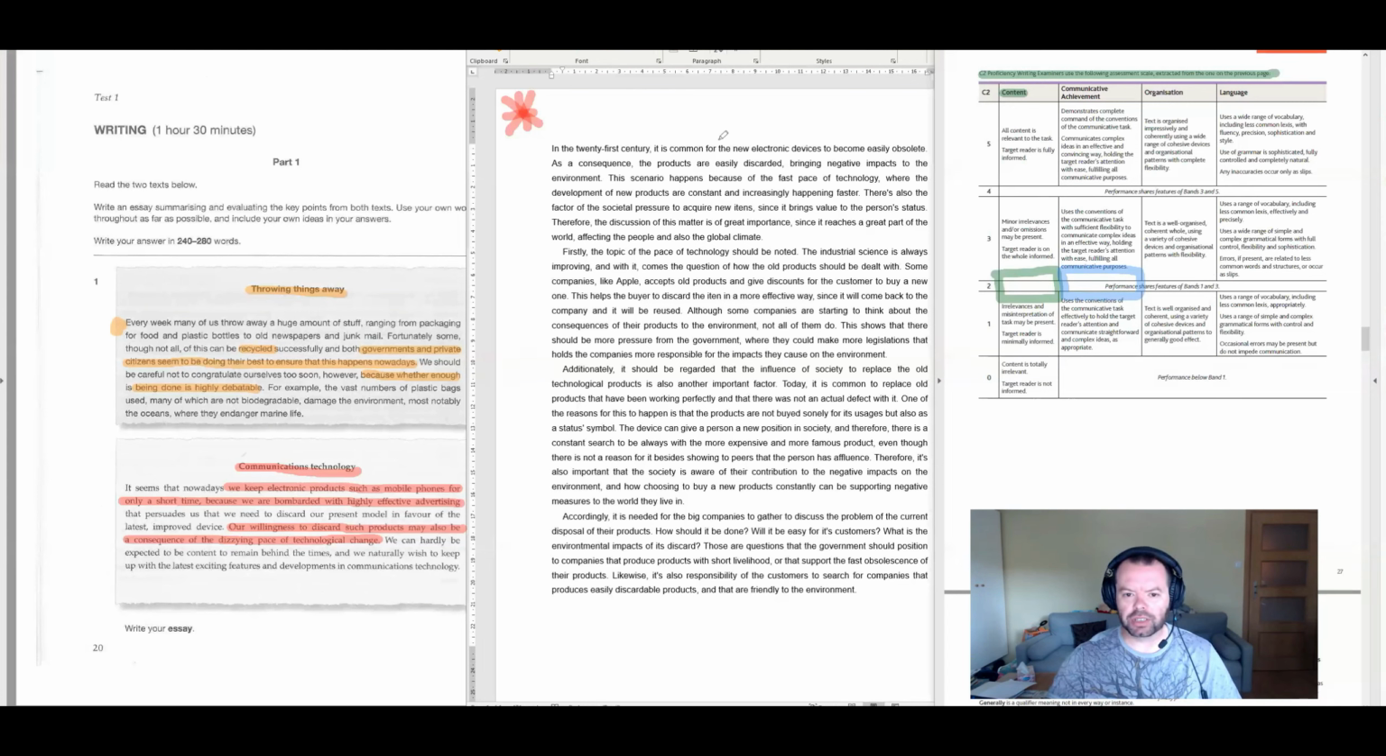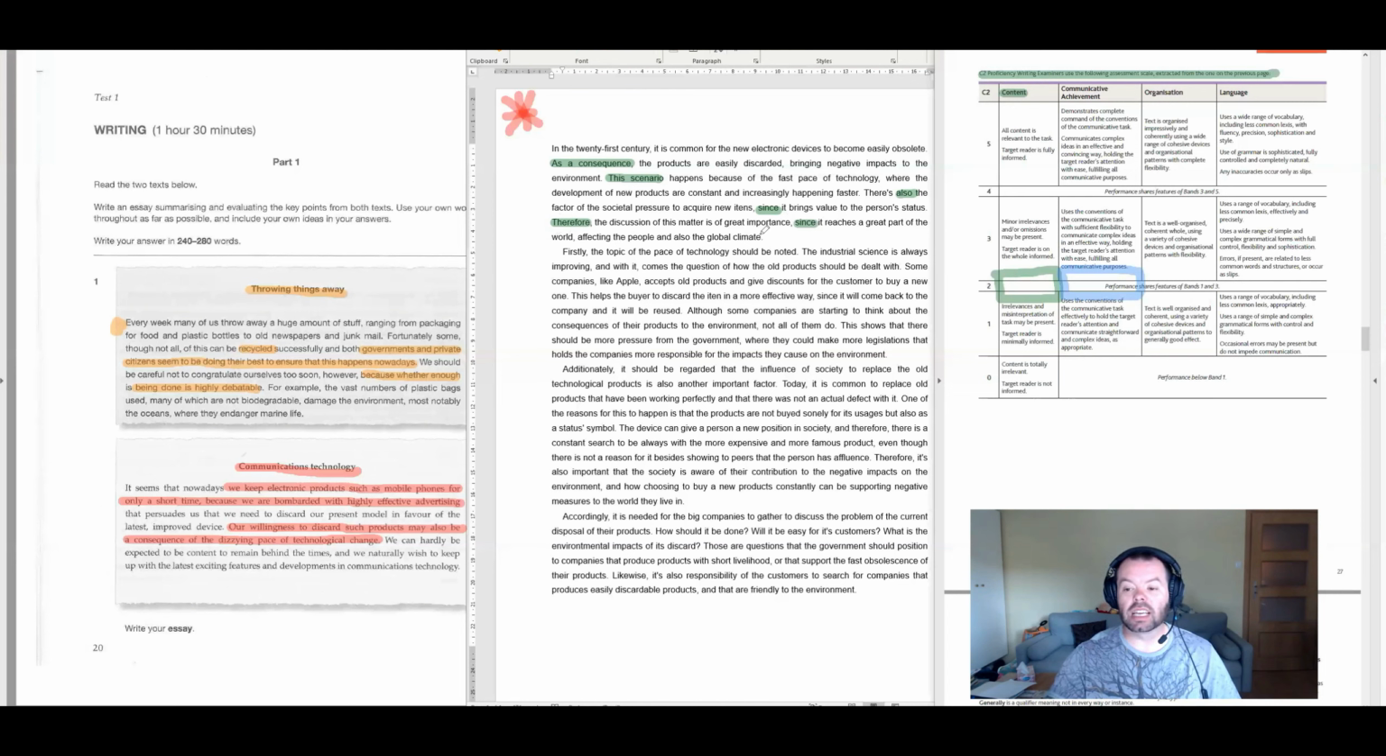So: in the 21st century, it is common for the new electronic devices to become easily obsolete. As a consequence, good, that's a linking term that goes back to the first sentence, the products are easily discarded, bringing negative impacts to the environment. This scenario happens, good, because of the fast pace of technology, where the development of new products are constant and increasingly happening faster. There's also the factor of the societal pressure to acquire new items, since it brings value to the person's status. Therefore, the discussion of this matter is of great importance since it reaches a great part of the world, affecting the people and also the global climate.